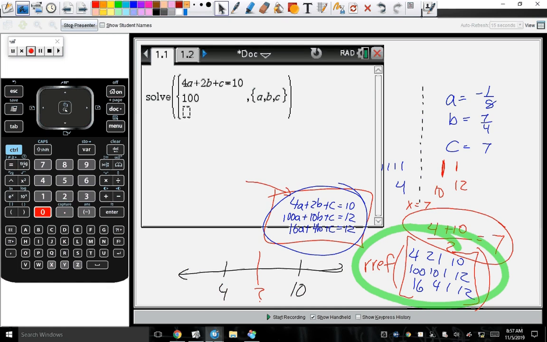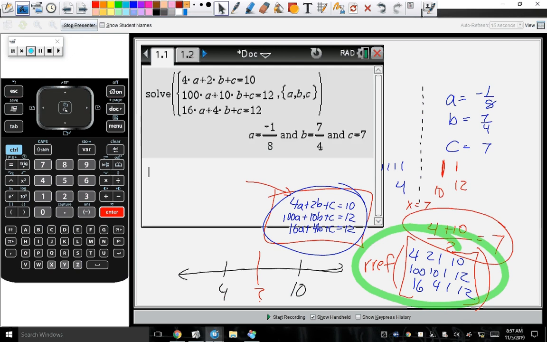And this one you don't have to put in columns. You don't have to put all the A's together, all the B's together. This one you can type in just as you see it. It will do all that work for you. And then plus C is equal to 12. And then last but not least, 16A plus 4B plus C is equal to 12. And you get the same numbers that we got with the augmented matrix. Any questions?